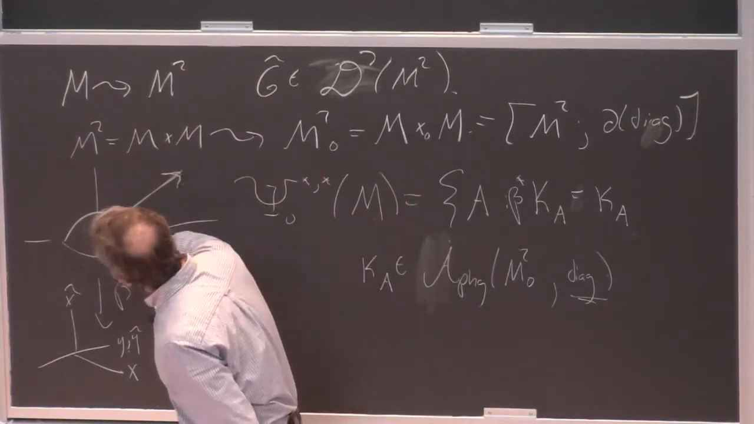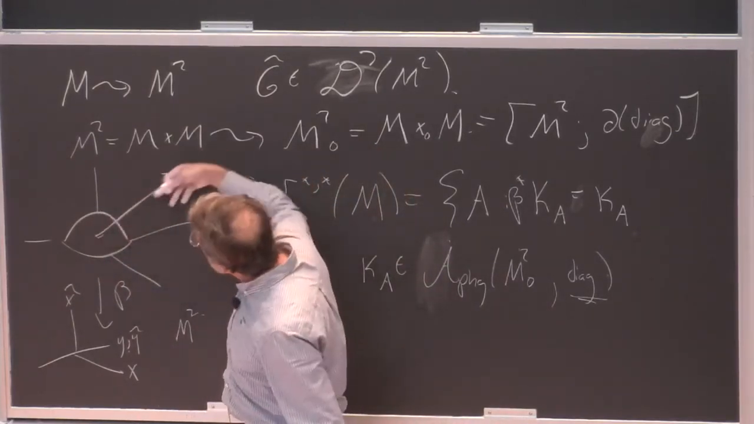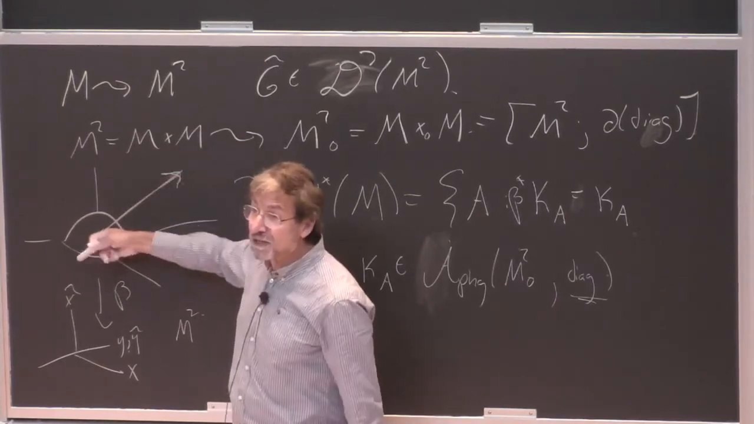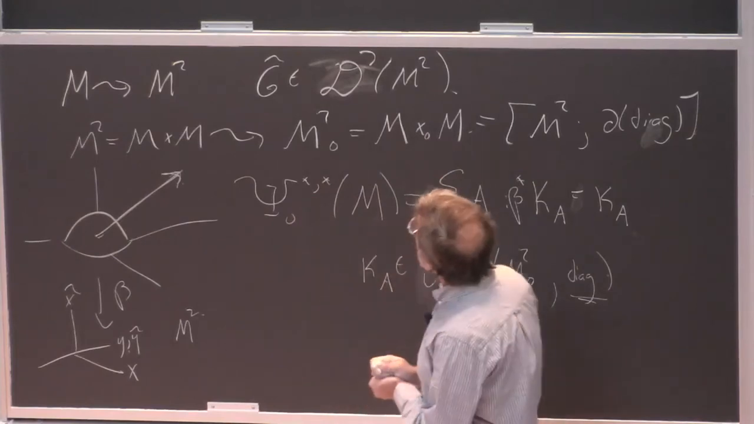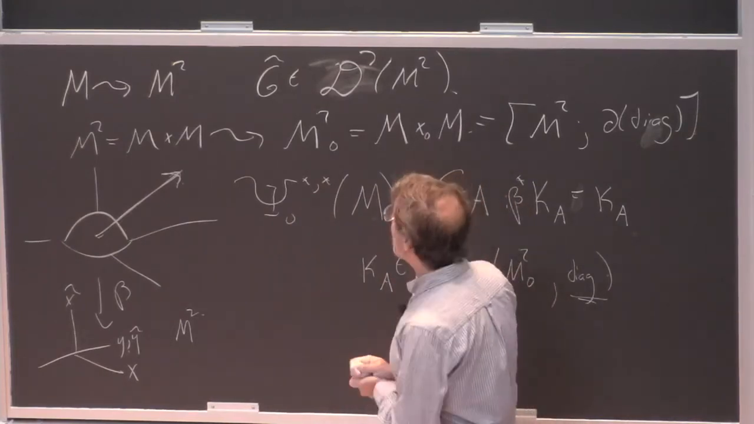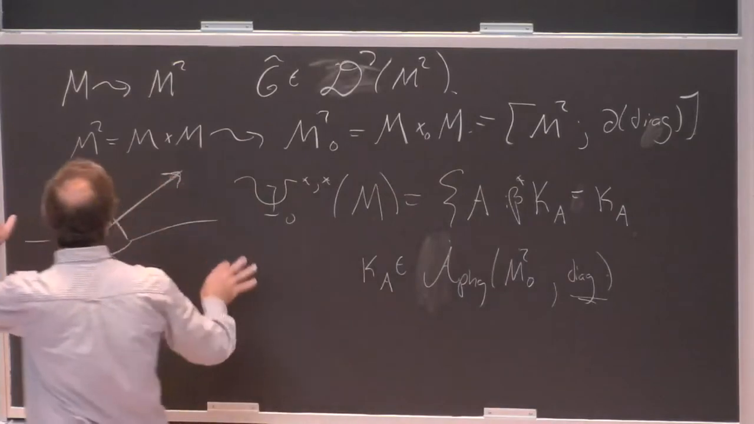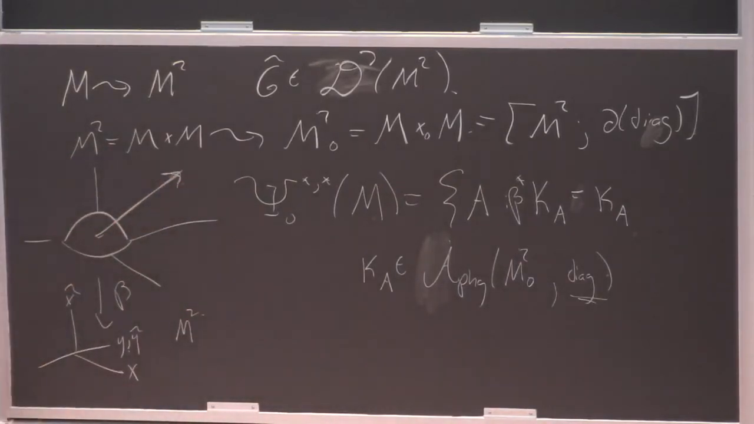What does it do as I come down here? Well, the answer is it's behaving completely uniform. It's extendable across the front face, up to maybe a power of the distance function to the front face. So this is my class of operators: things which are polyhomogeneous with the singularity along the diagonal. And this is my attempt to quantize these operators, right?